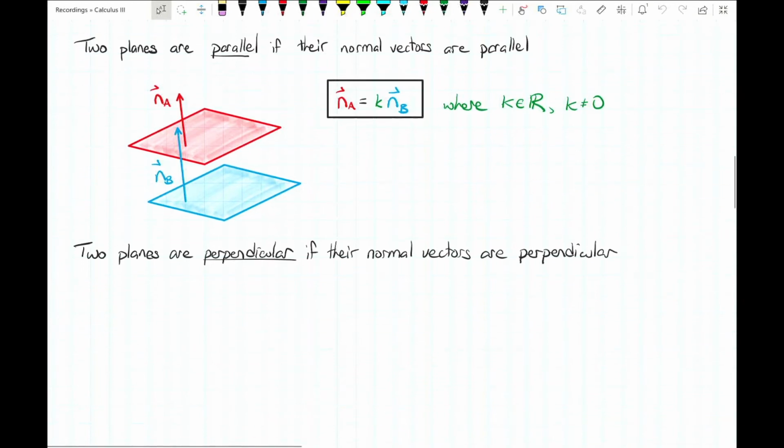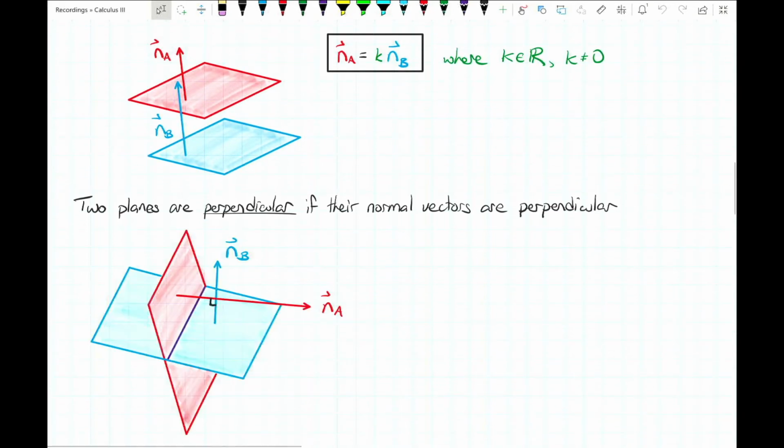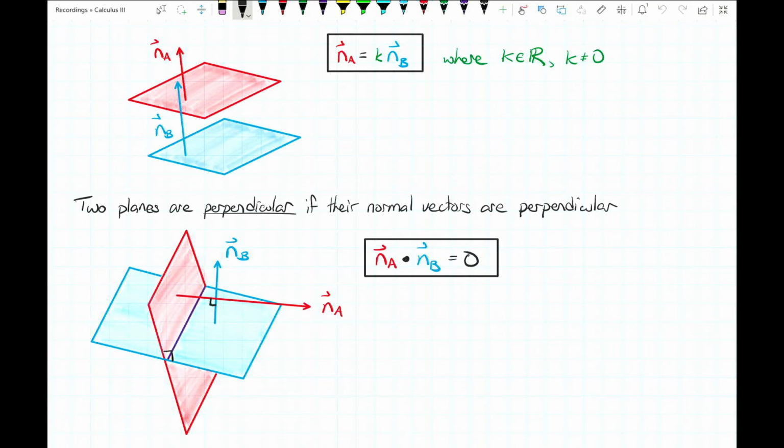You can see that here in this picture as well. In this picture, we've got our red plane A and our blue plane B. And sure enough, if they intersect at a right angle here, which we can indicate, then their normal vectors are also going to be at a right angle. And because those normal vectors are perpendicular, it must obey this dot product property that the dot product of those normal vectors is equal to 0.